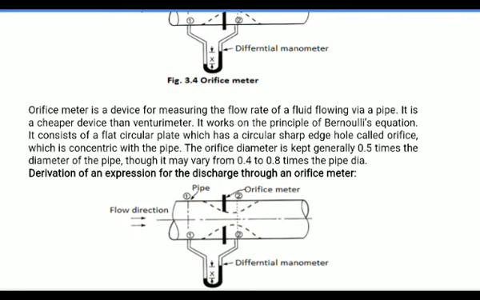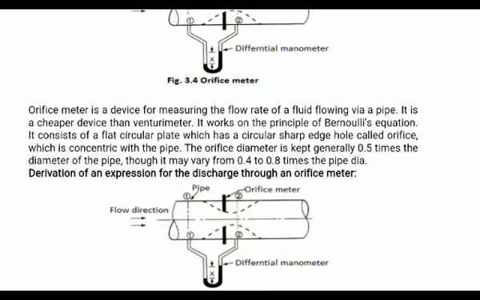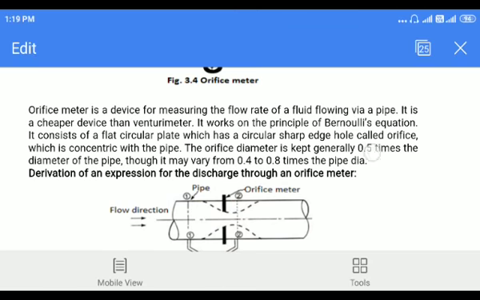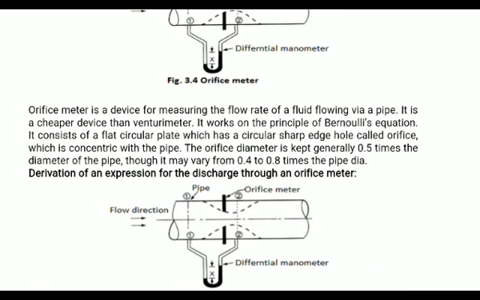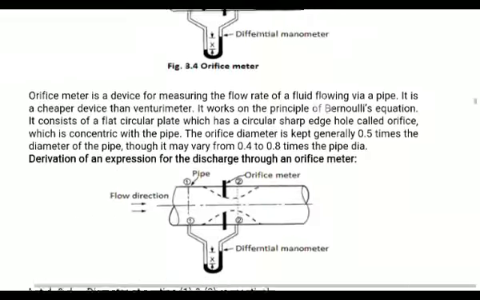The orifice meter is a device used for measuring the flow rate of a fluid flowing via a pipe. It is a cheaper device than the venturimeter. It works on the principle of Bernoulli's equation. It consists of a flat circular plate which has a circular sharp edge hole called an orifice, which is concentric with the pipe. The orifice diameter is kept generally 0.5 times the diameter of the pipe, though it may vary from 0.4 to 0.8 times the pipe diameter. So this is a short hole that is called an orifice.